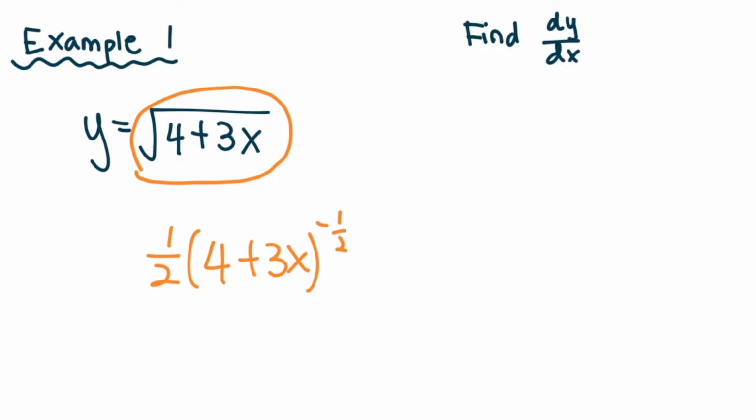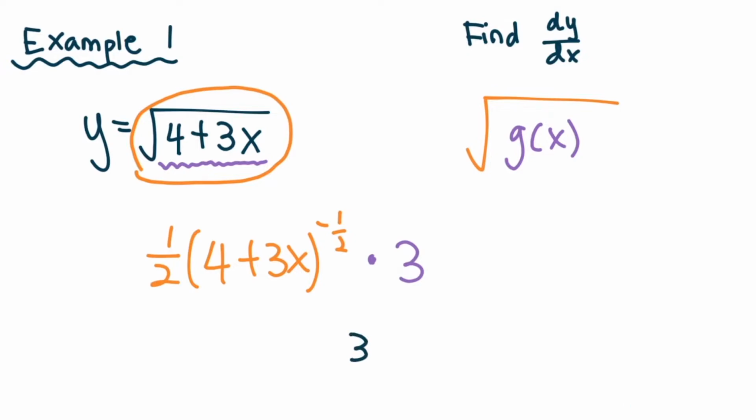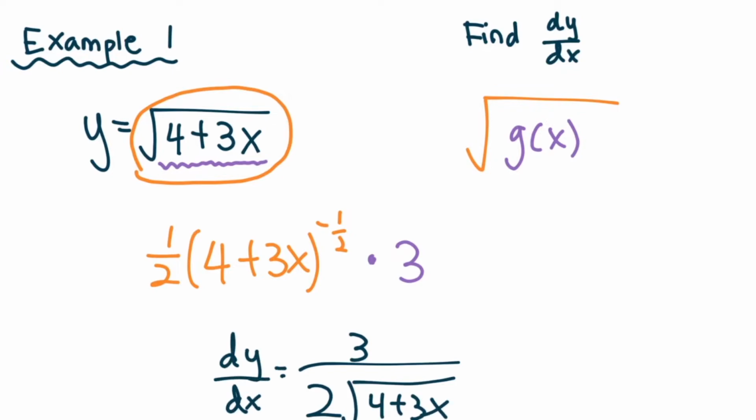But then, because there's chain rule, you have another function inside the outside function, right? So you can look at the outside function as just the square root, but then the inside function, g of x, is 4 plus 3x, right? So you got to multiply by the derivative of g of x. So that's going to be just 3. So in the end, what you end up having is 3 over 2 times square root of 4 plus 3x as your dy over dx, the derivative of this function using chain rule.